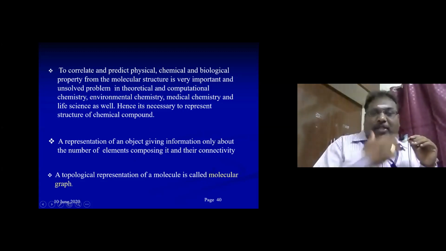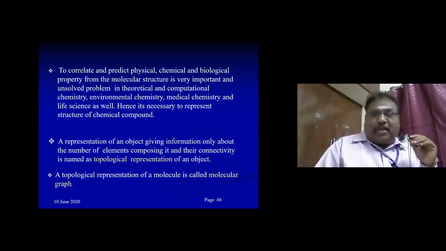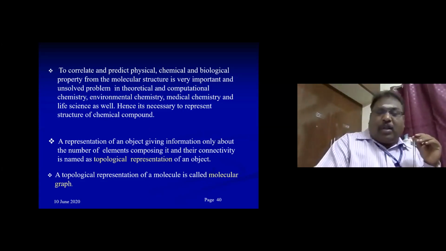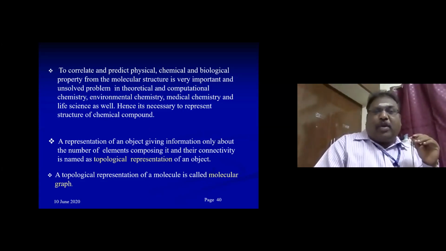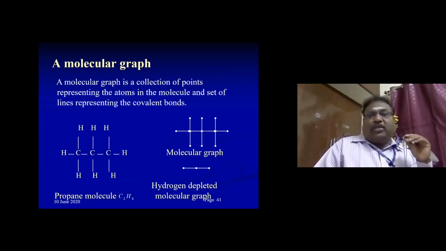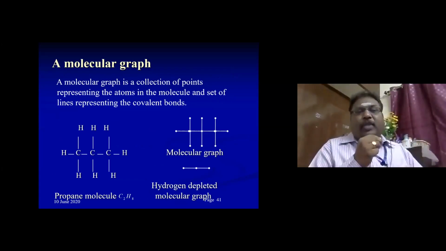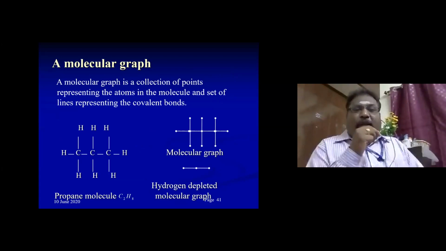So we mathematicians would like to interpret the molecular structure. A topological representation of a molecule is called a molecular graph. There we stand. What is a graph? We know. Now, what is a molecular graph? The topological representation of a molecule. This is the molecular graph. It is a collection of points representing the atoms in the molecule and a set of lines representing covalent bonds.